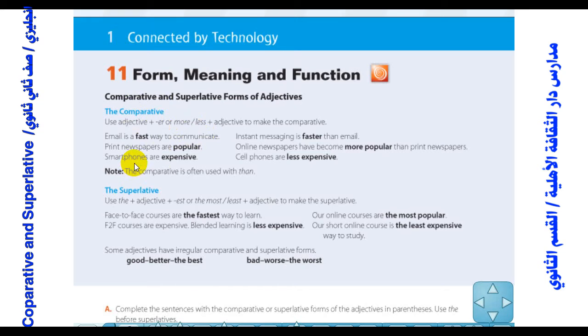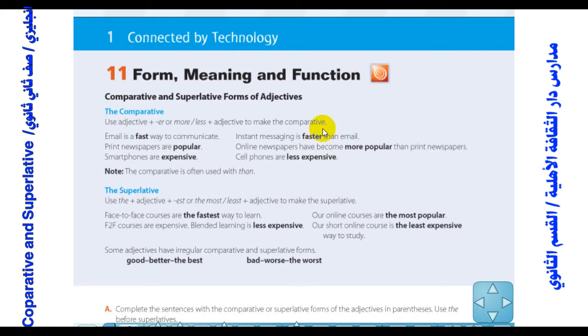For example, math is more difficult than English. Another example, Abha is less crowded than Riyadh. Okay, now let's come to the sentences here in our box. Email is a fast way to communicate. In this sentence, I didn't make a comparison. Instant messaging is faster than email.